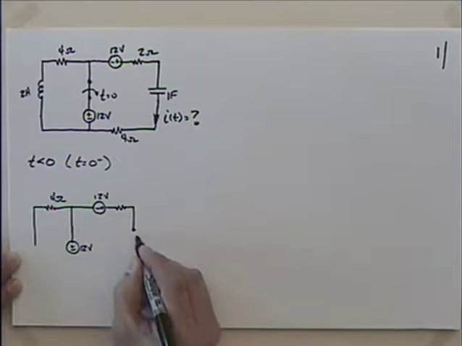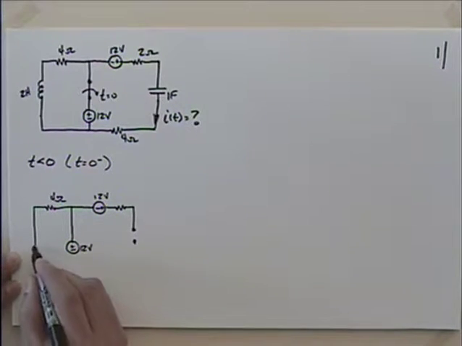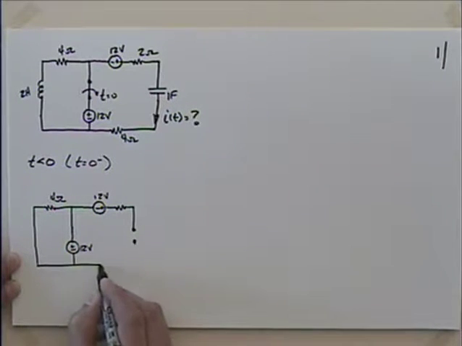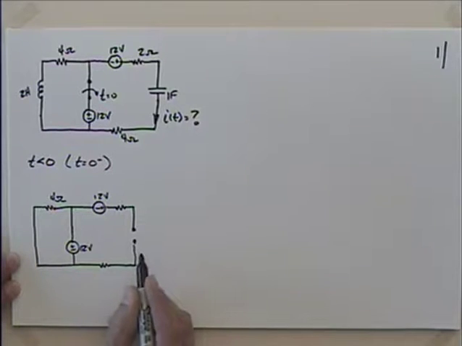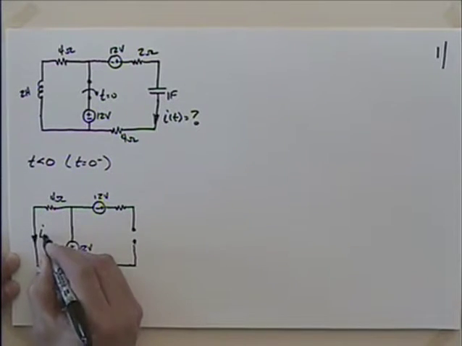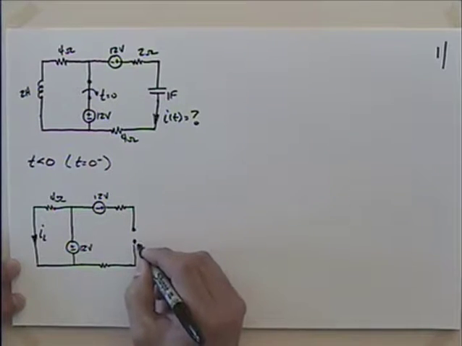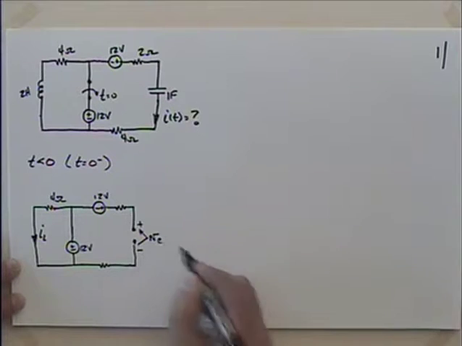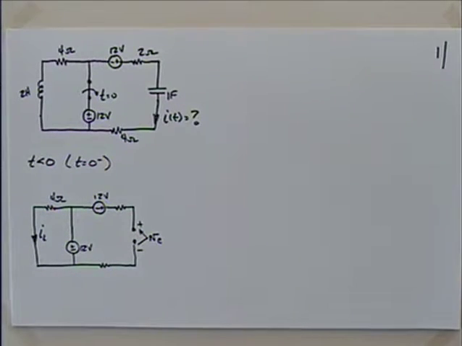A cap is going to be open, right? An inductor is going to look like a short. The cap will look open. We have that resistor. So then our task is to come up with this current, we might say I sub L, and this voltage across here, V sub C. The polarity of the voltage and the direction of the current are important, so we want to remember that.